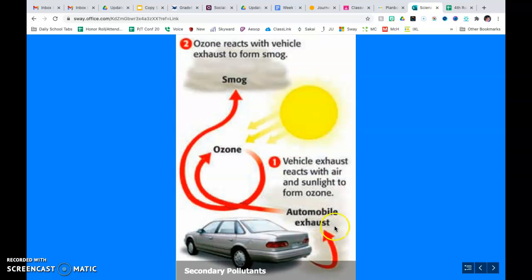So as you can see, you have the automobile exhaust. The vehicle exhaust reacts with the air and sunlight to form ozone, which then in turn reacts with the vehicle exhaust to form smog.